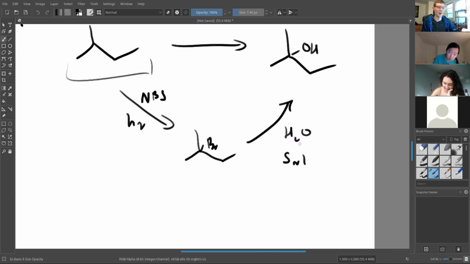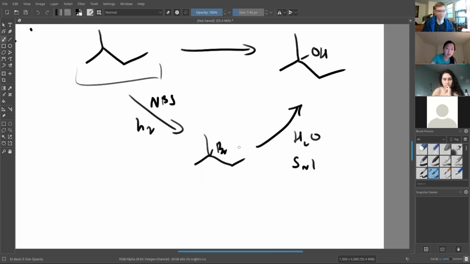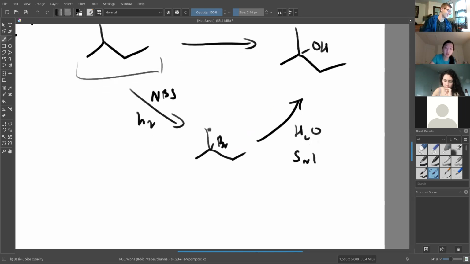You put water, it happens by SN1, and the nice thing about synthesis problems is nobody cares what the mechanism is. If you write the right product at the end, it doesn't matter. You don't have to go through all the stuff about SN1. That's it. That's the final product. There we go. You've done your first synthesis. It was 2 steps. That's not that bad. They'll ramp up.